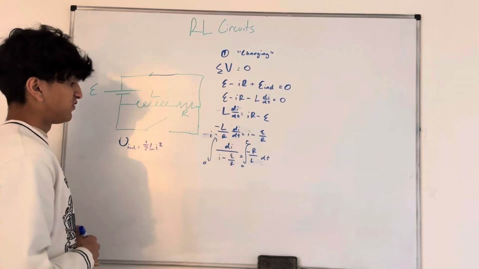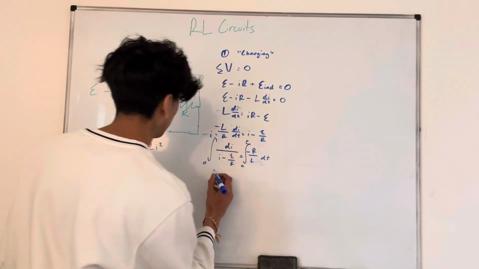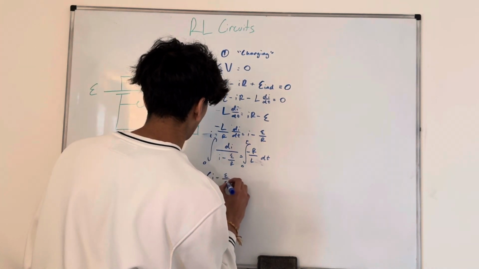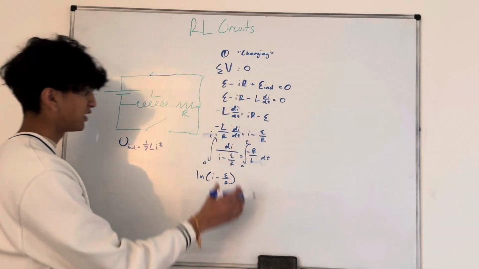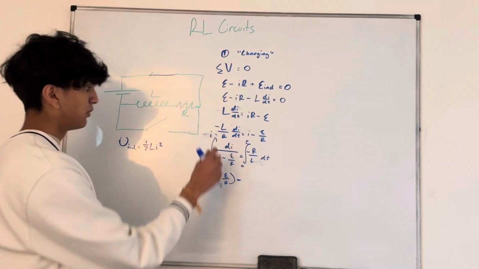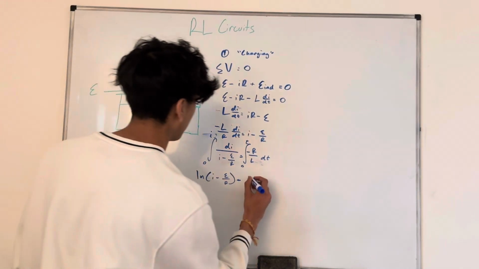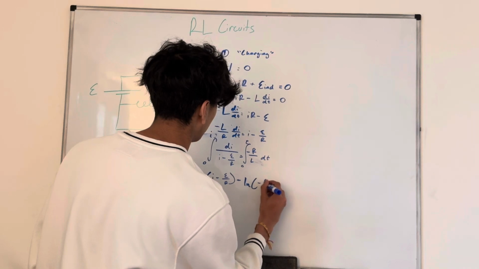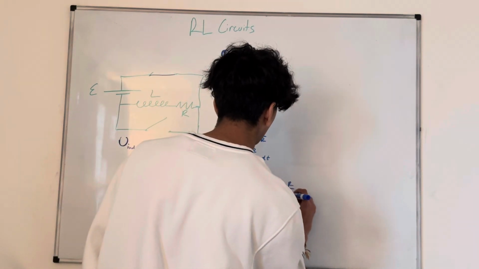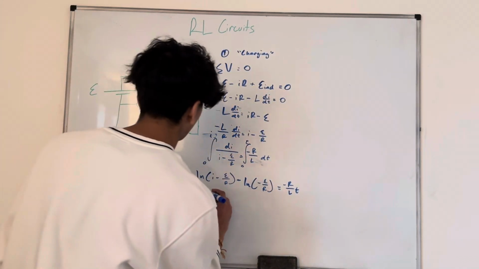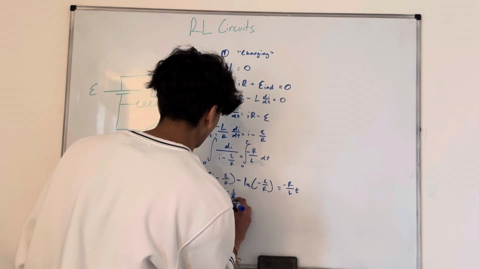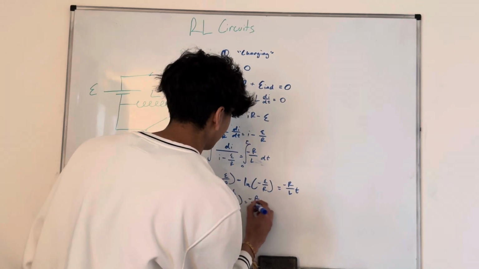So hopefully you recognize this is natural log. So natural log of I minus EMF over R, and my bounds are I to 0. When I'm doing the fundamental theorem of calculus, remember I'm plugging in 0 as I. So I end up getting minus ln of negative EMF over R. This is going to equal plain old simple negative R over L times time. Now I can use my difference of logs property: ln of I minus EMF over R over negative EMF over R.